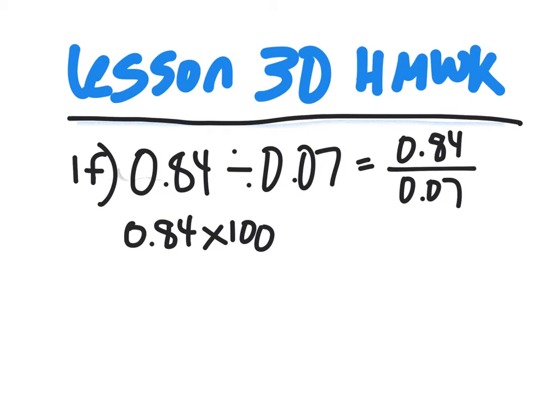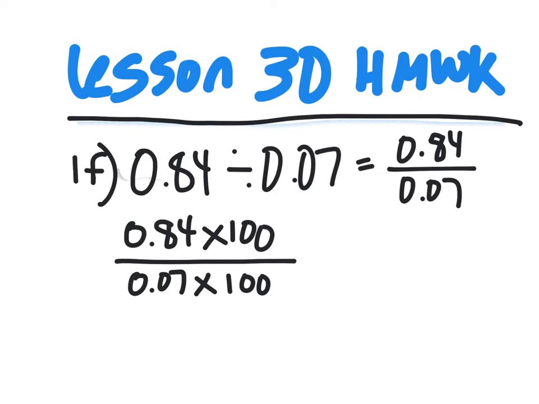Same thing on the bottom. 7 hundredths is in hundredths, two numbers after the decimal point. They will multiply by 100. If it were tenths, we'd multiply by 10. But it's not, it's hundredths. So we'll multiply by 100.